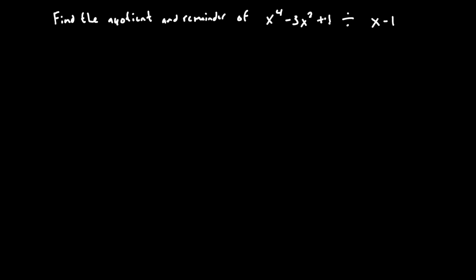Let's look at another example. Now we'll find the quotient and remainder of x to the fourth minus 3x squared plus 1 divided by x minus 1. Setting up our problem, we're going to have x minus 1 dividing into our x to the fourth minus 3x squared plus 1. We want to get rid of our x to the fourth, so we're going to multiply x cubed by our x minus 1.